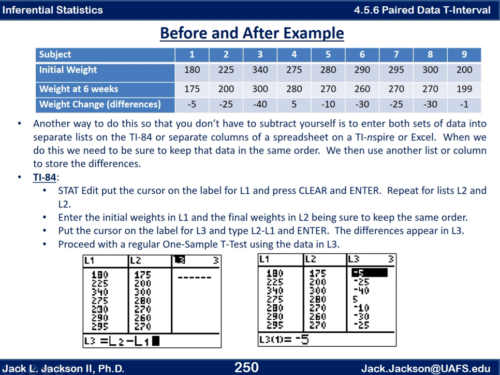And whatever order we put that in, we have to make sure that when we type in the weight at 6 weeks for the second column, the second list, it's in the same order, so that the first one in each list corresponds to the same subject. The second one in each list corresponds to the second subject, and so forth.